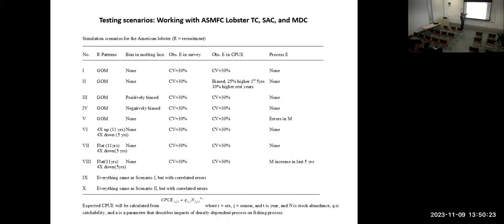And also we look at different patterns. What happens if a lobster population has a 4-times increase within 11 years, and then within 5 years it decreases? A huge change within a relatively short period of time, and whether your model can capture that. Or you have a flat period and then a 4-times decrease, or you have a flat period for 11 years and then 4 times down. So those are all the different scenarios and dynamics, and we want to see whether this model can capture those dynamics under all those error terms. Remember all those error terms that we introduced, and do the comparisons.